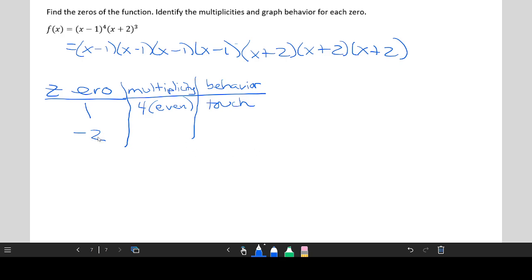Then the other 0 was negative 2. That came from the x plus 2 factor, which showed up 3 times. We can tell by this exponent here. So its multiplicity is 3, which is odd. And so at that x-intercept, it's going to cross the x-axis.